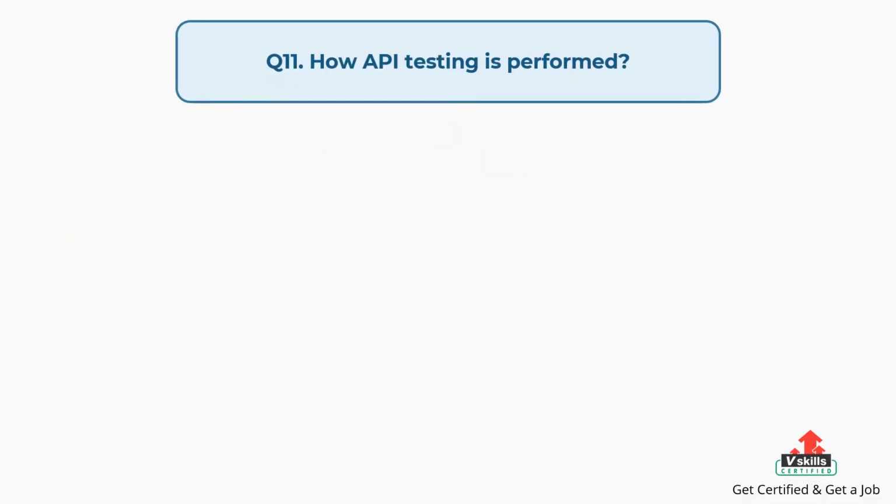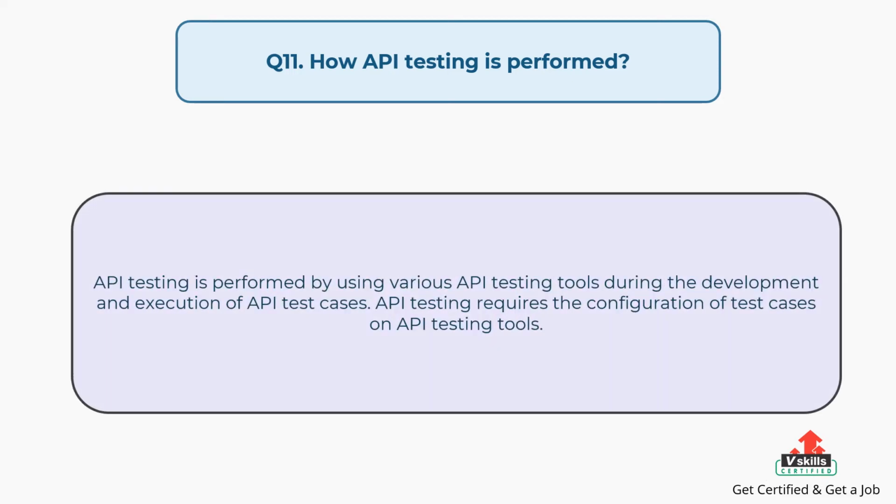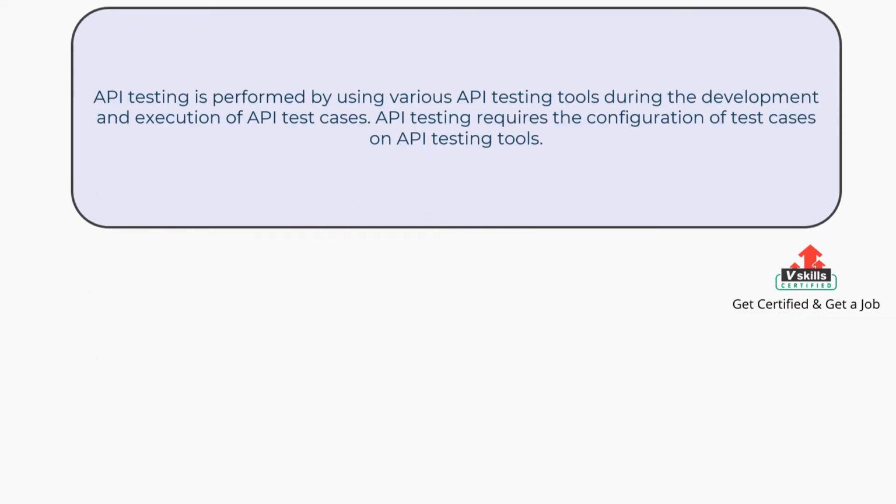Question number 11. How API testing is performed? The answer is API testing is performed by using various API testing tools during the development and execution of API test cases. API testing requires the configuration of test cases on API testing tools.